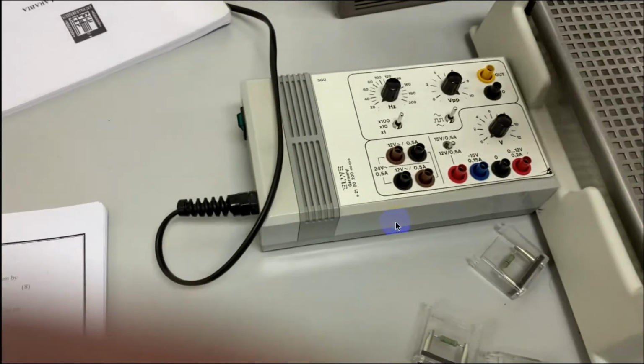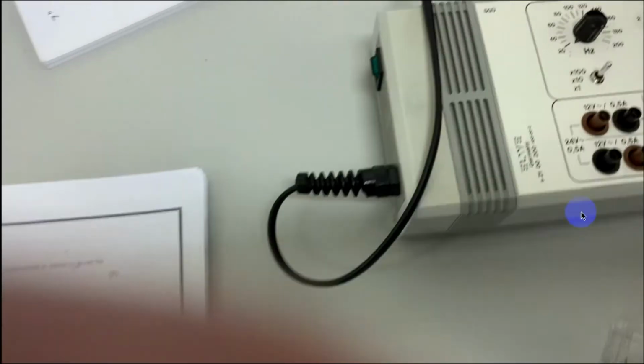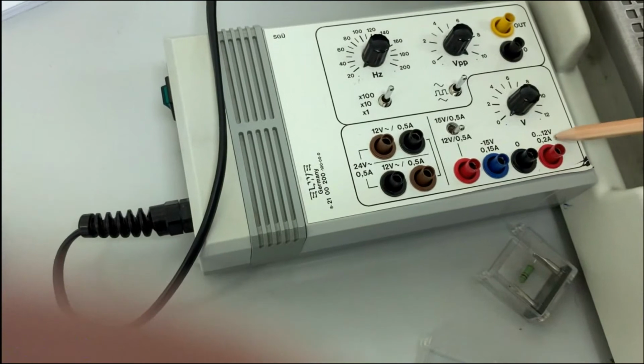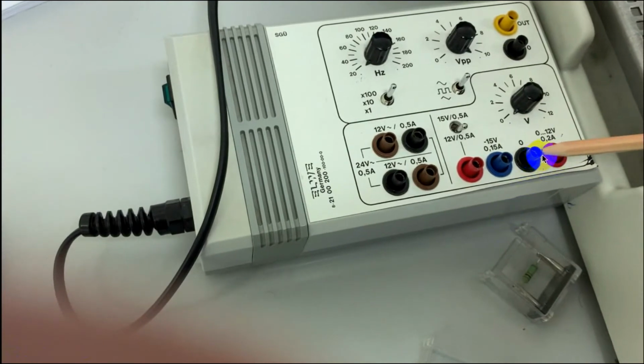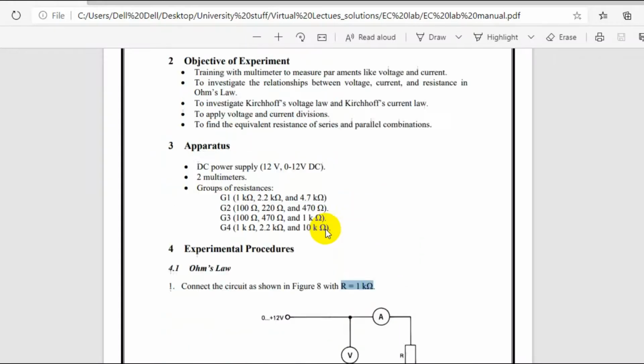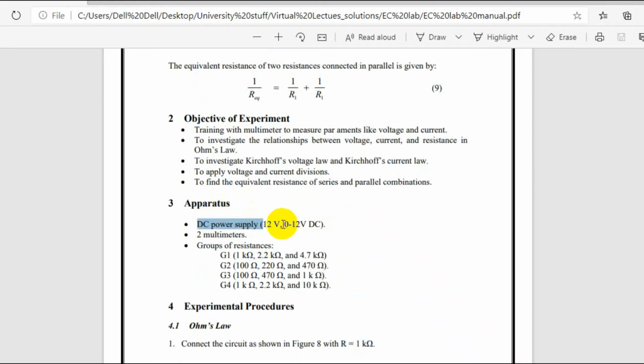There is a 0 to 12 volt supply. Here you can find 0, this is the common, and here 0 to 12 volt supply. This is the DC power supply that I just told you about. Here you have two ranges: 12 volt fixed and 0 to 12 volt DC variable.